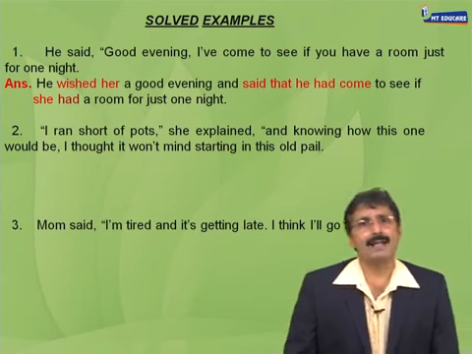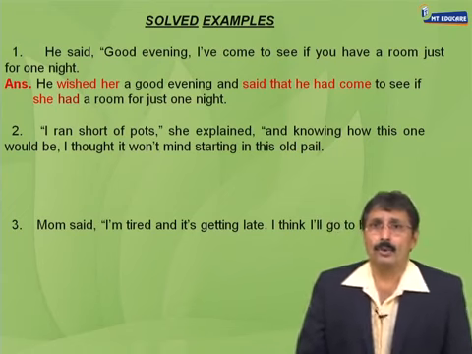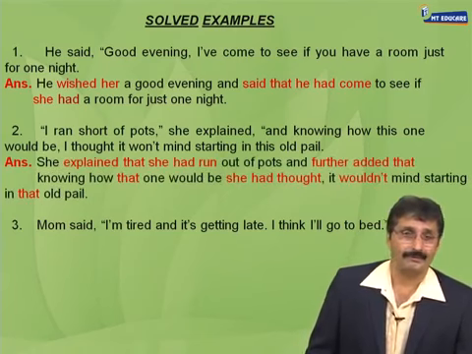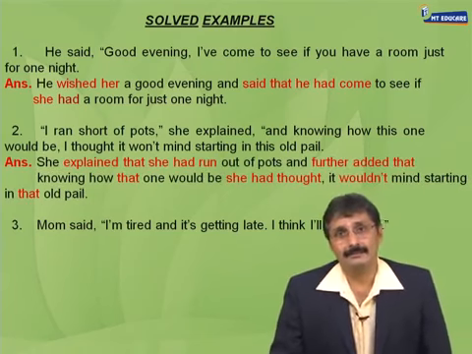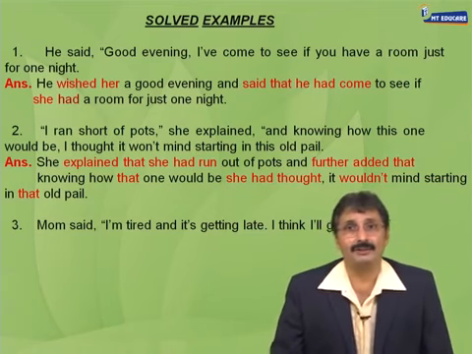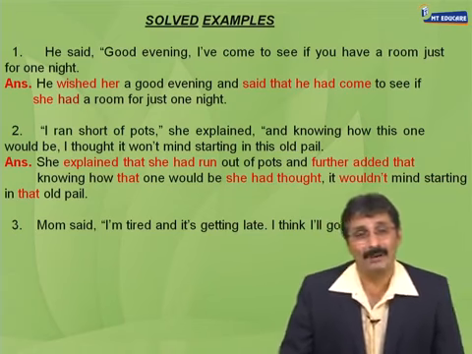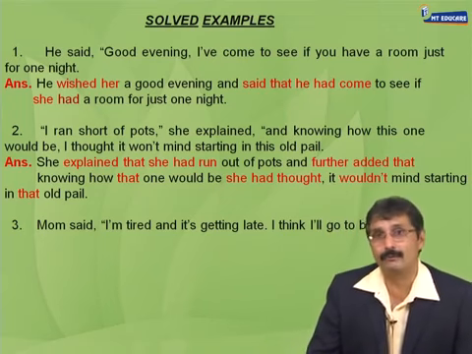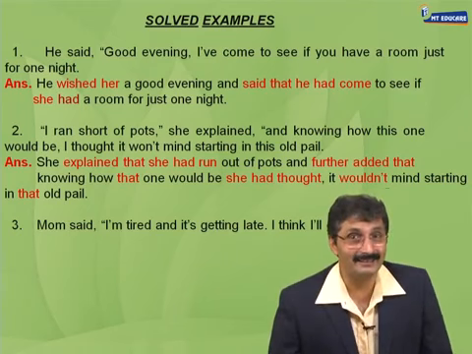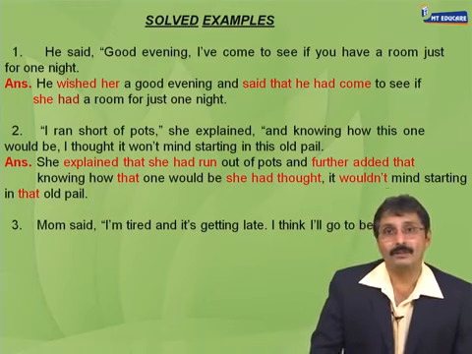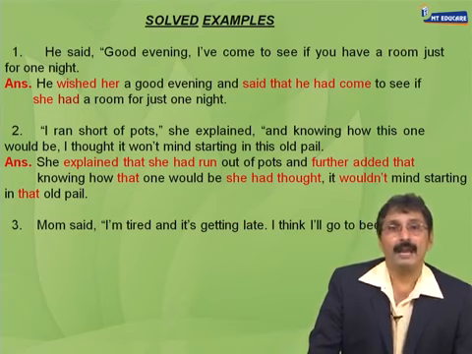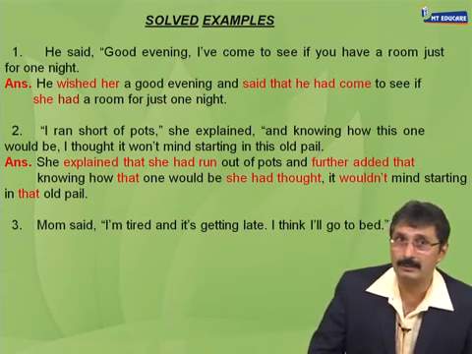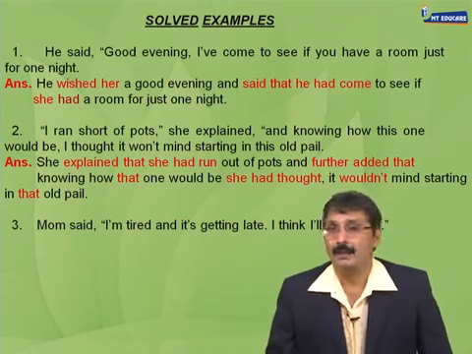Second sentence. I ran short of pots, she explained, and knowing how this one would be, I thought it wouldn't mind starting in this old pail. Amazing, same chapter. She explained that she had run short of pots. Past ko toh past perfect maker. And further added that, knowing how that one would be, this becomes that. She had thought, past ko toh past perfect maker. It wouldn't mind. Won't means will not, becomes would not. Starting in that old pail, this becomes that.